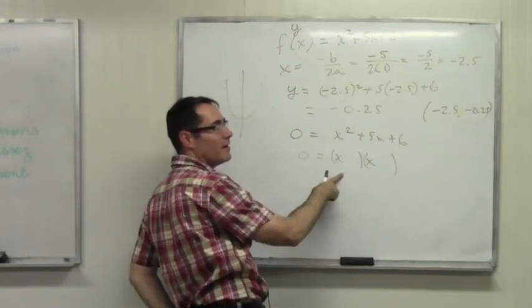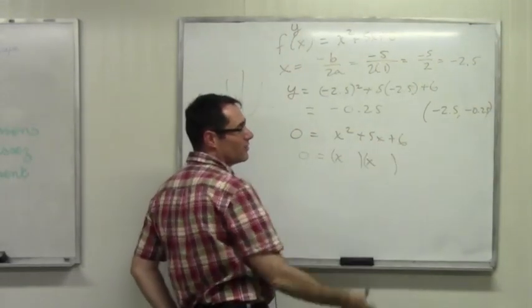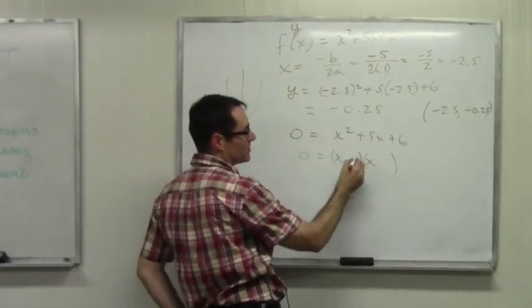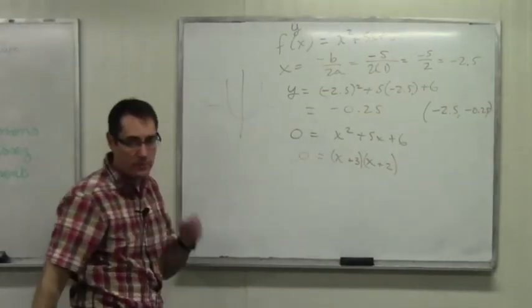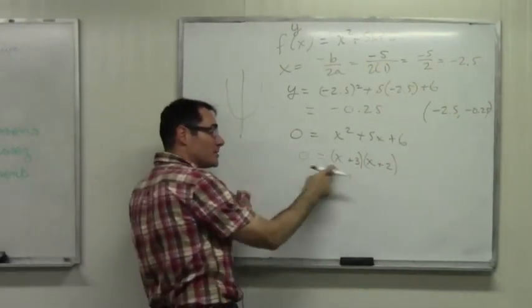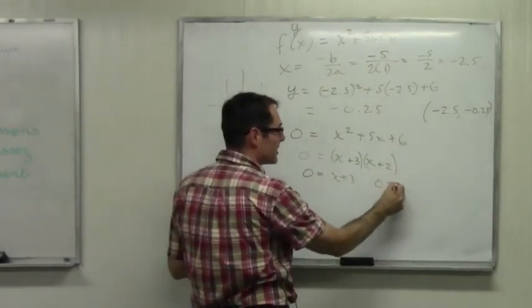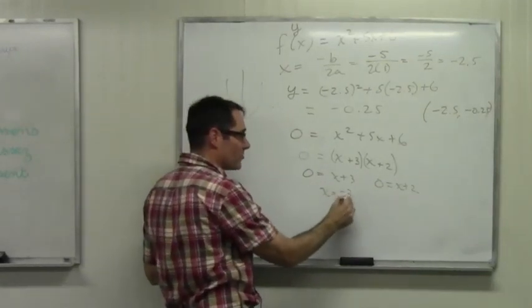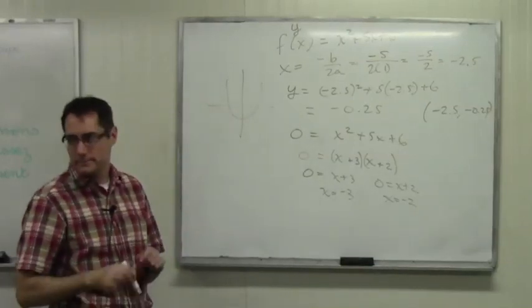Put the x's in there. And then you say, well, 6 has 6 and 1, or 3 and 2. 6 and 1, if you're going to add them, is not going to work. 3 and 2 has got to be the right answer. Plus 3 plus 2. Set both of those equal to 0. 0 equals x plus 3, and 0 equals x plus 2. And you get x equals negative 3, and x equals negative 2.